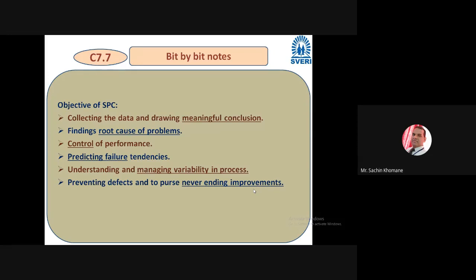Then next one is understanding and managing variability in process. Process, especially in chemical industry. Nowadays we are seeing the medicine industry, medical industry, you can say, where people are producing the medicines. Variability is not acceptable there. Whatever things are expected in medicine, the same thing should be there in all the medicines. Variability is not expected there.